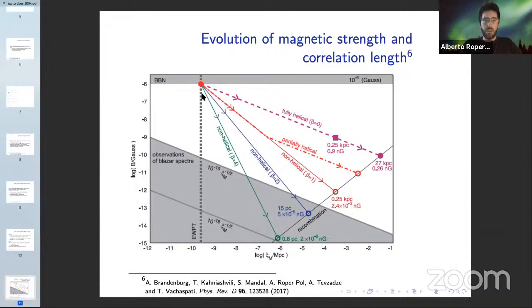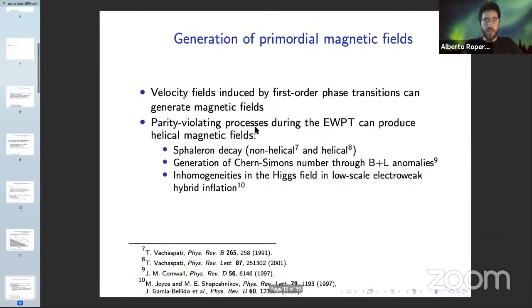So I'm not going to go into much detail about this, but the idea of this plot is that we require a fully helical or at least partially helical magnetic field initially, in order to hold for the lower bounds that are imposed by these observations of gamma-ray spectra, if we are also limited by the maximum energy density that can go into magnetic fields, which is also given by an upper bound given by Big Bang nucleosynthesis. So therefore, we expect primordial magnetic fields.